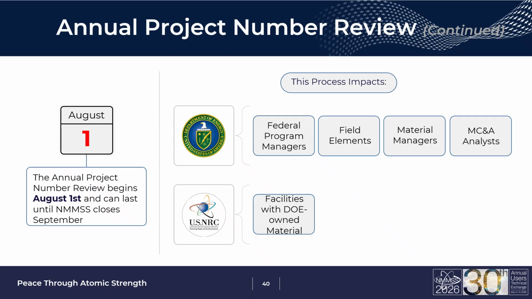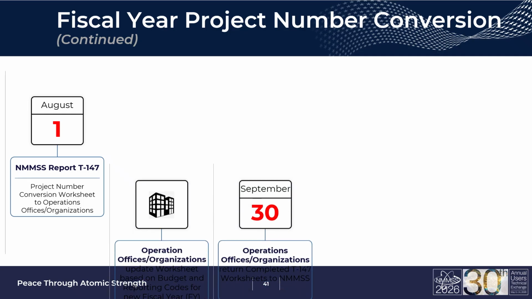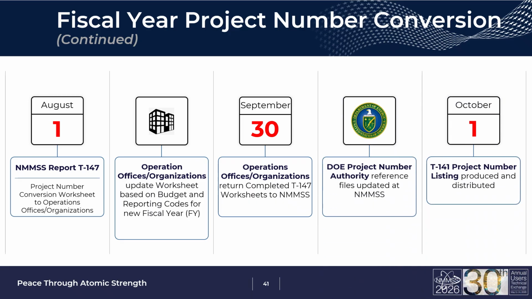The project number conversion worksheet, NMMS Report T141, is provided to operations offices and organizations on August 1st. The worksheet will be updated based on budget and reporting codes for the new fiscal year and returned completed by September 30th to NMMS. NMMS analysts update the project numbers in the authority reference in the NMMS system and provide a T141 project number listing for distribution on October 1st.